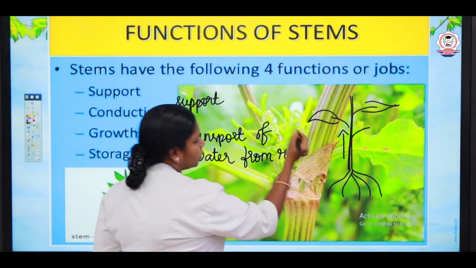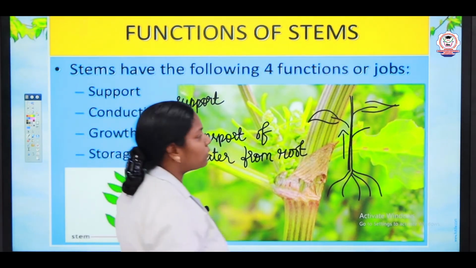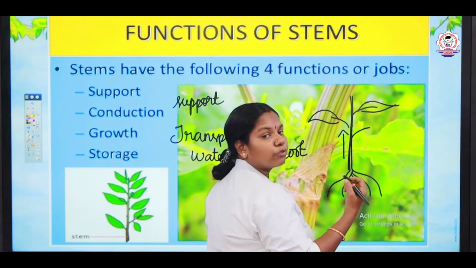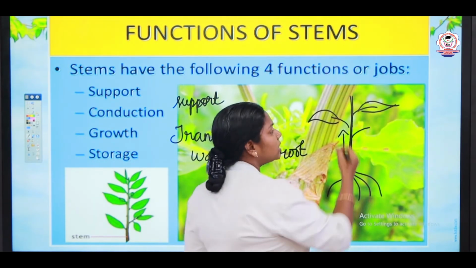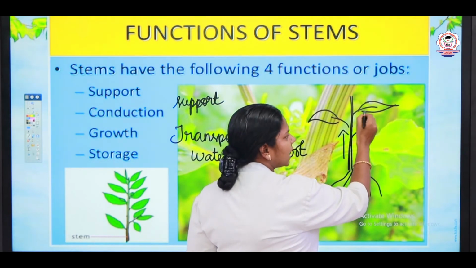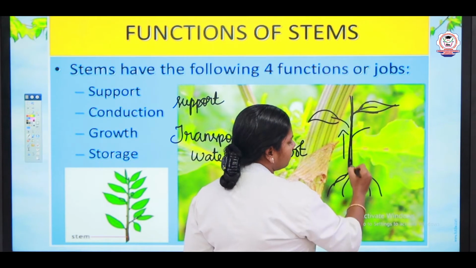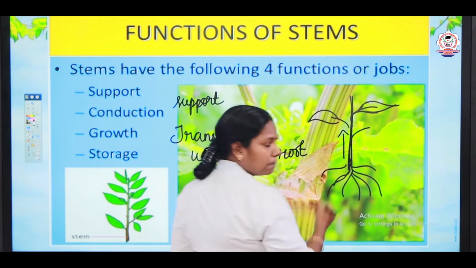And one more important function is that, what is the function of leaves, children? Photosynthesis, right? They prepare food for the plant. So, the food prepared by the leaves is carried by the stem and it reaches all the other parts of the plant.